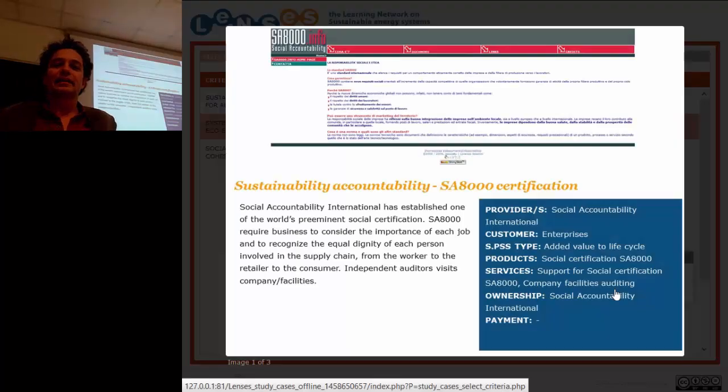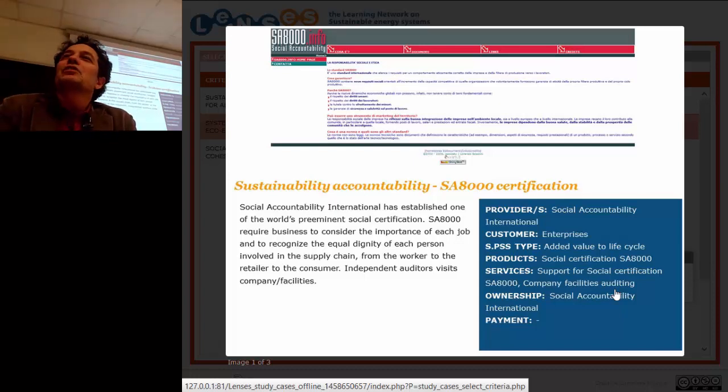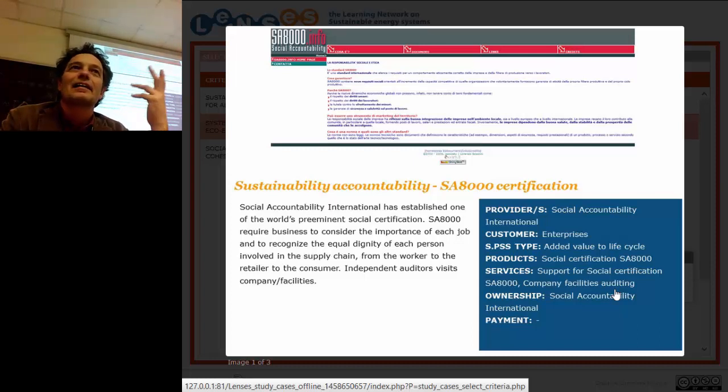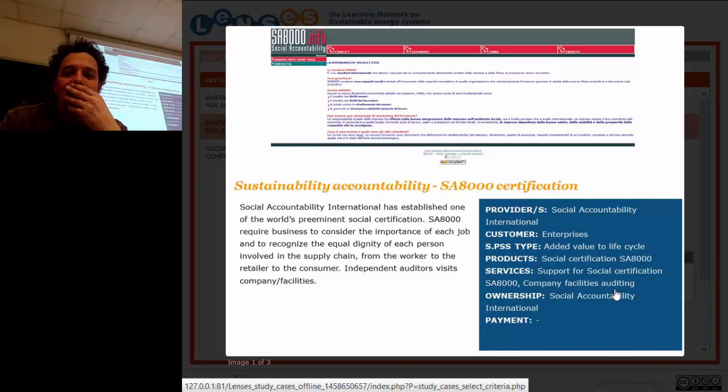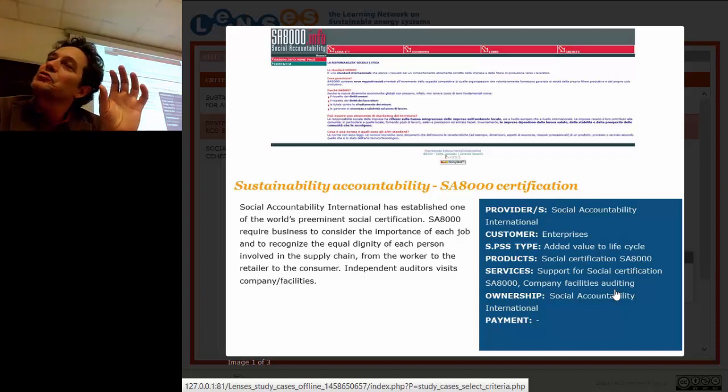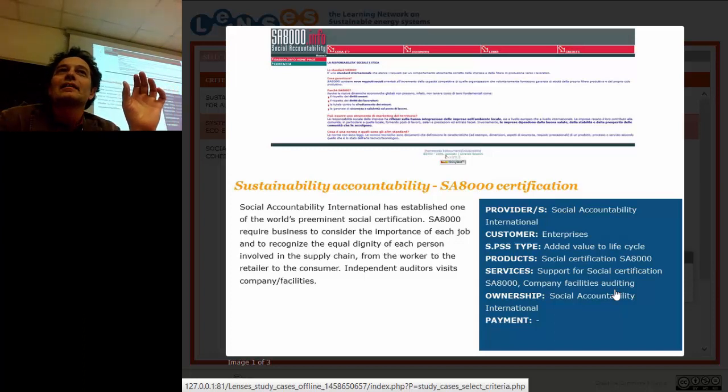Another important tool is the Social Accountability SA8000 certification. It was the first certification issued that any company or institution can try to get. For example, companies like Adidas have this type of certification, and in this case too, it is mainly about checking and ensuring the working condition of the people in all the supply chain.